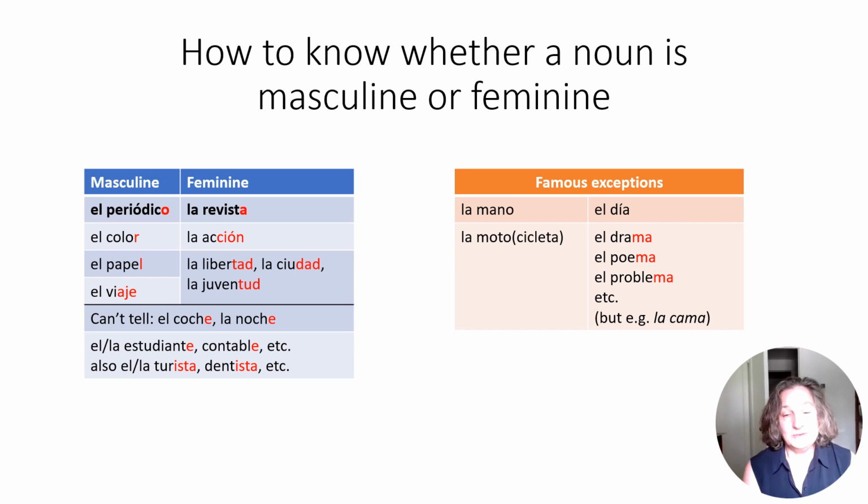There's a bunch of masculine words that end in MA, and these are words that come from Greek, and they tend to be sort of intellectual words. El drama, el poema, el problema. There are other words that end in MA that are just normal, they're feminine. These tend to be more everyday words like la cama, which is the bed.